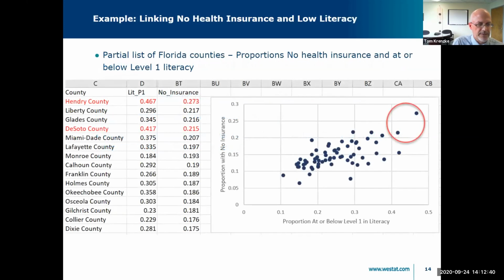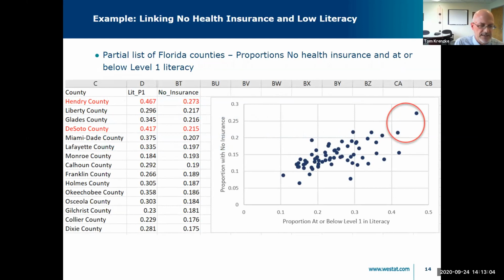So here's an example of using linked data that you can download with the ACS and PIAAC small area estimates. The purpose of this example is to see what counties to focus on in Florida that have a high proportion with no health insurance and also low literacy.